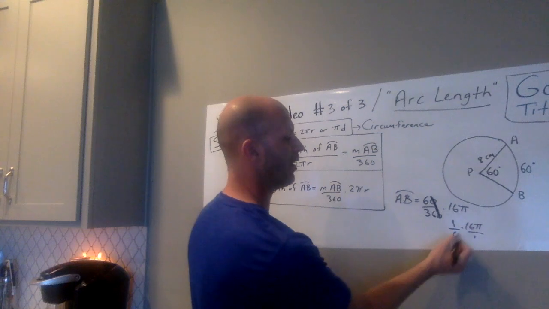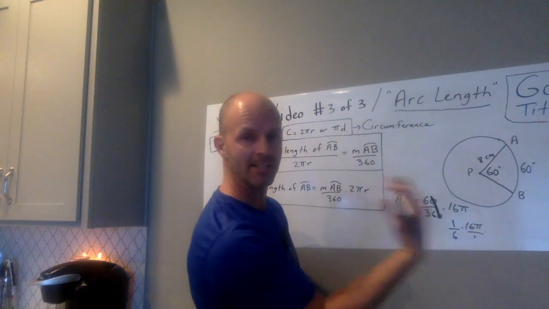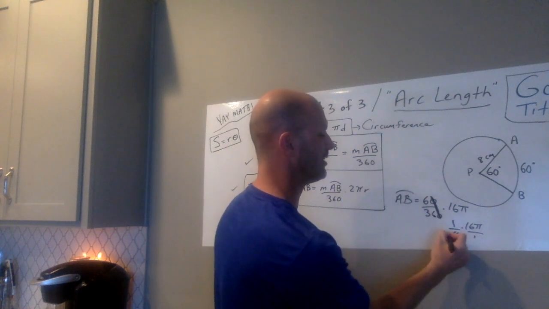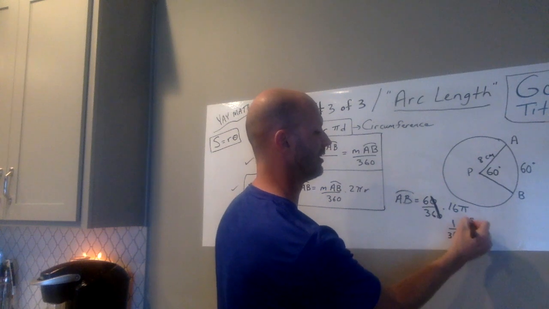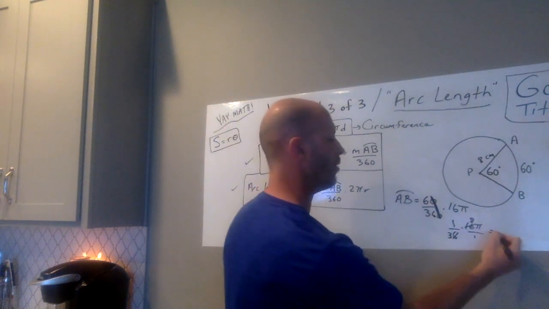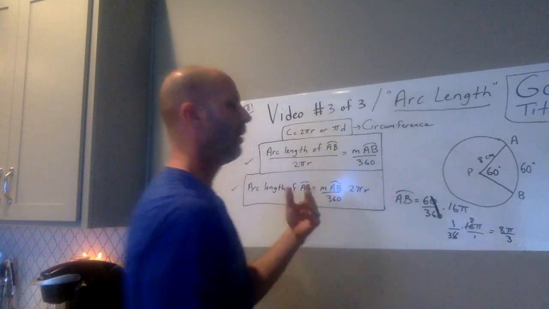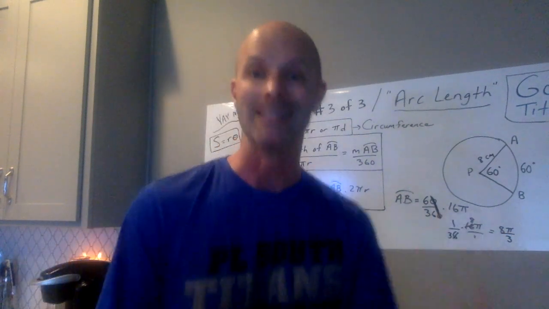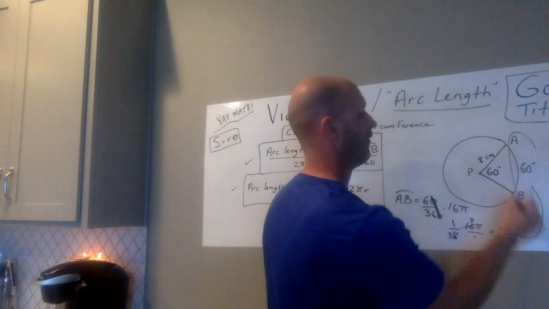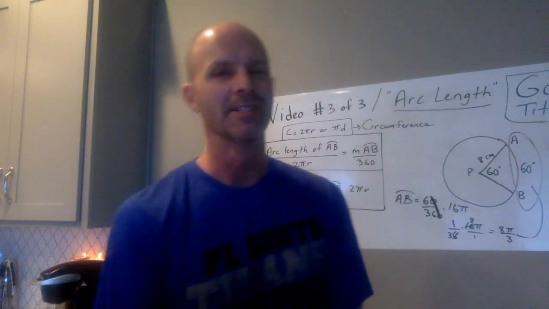So what I can do, though, is diagonally, I can reduce 6 and 16. 2 goes into 6 3 times. 2 goes into 16 8 times. So if I multiply across, I've got 8 pi over 3. So 8 pi over 3 is the exact length from A to B. Let's get it, though, as a decimal.